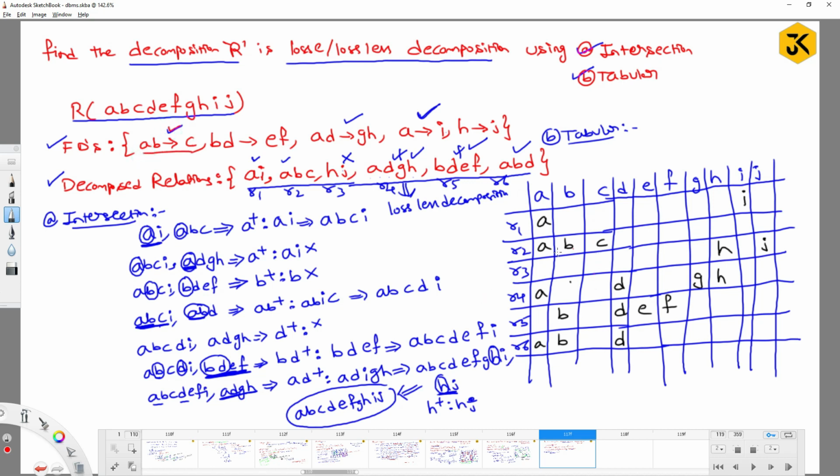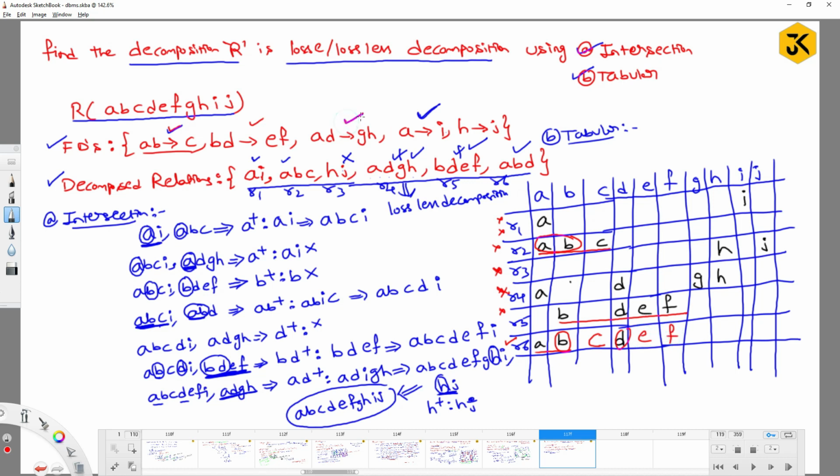Right? Is AB determines C possible? Yes. When it is possible, you have to compare the left-hand side. Is AB matched? Here R1 no, R3 no, R4 no, R5 no, but R6 is matched. When it is matched, forcefully place the value C. Similarly, take BD determines EF. Is it matched with anything? R1 no, R2 no, R3 no, R4 no, R5 is what we are trying to compare, R6 yes, B, D. So you have to fill in EF.